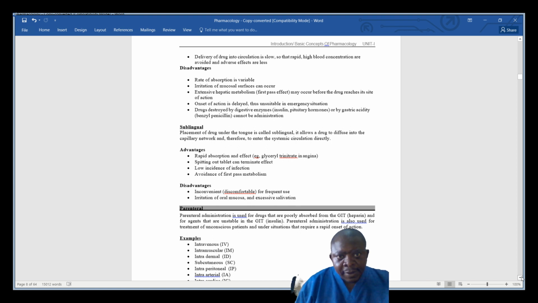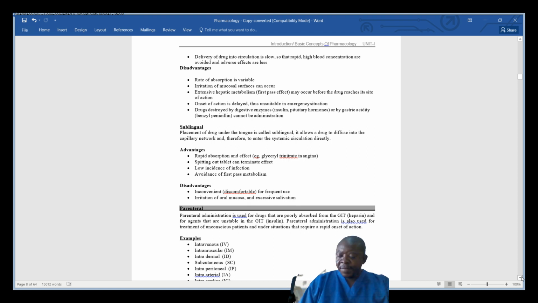Then we talk about spitting out tablets. We are talking about the advantages of sublingual. So the other thing is that spitting out tablets can terminate the effect in case of adverse reaction. When you're giving sublingual, this is a drug which just remains within the mouth under the tongue. The patient can easily spit it out in case they have adverse effect. So spitting out of the tablets can terminate adverse effect.